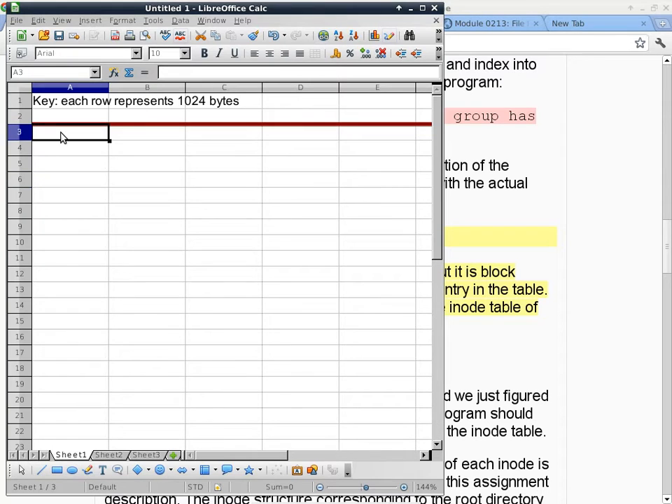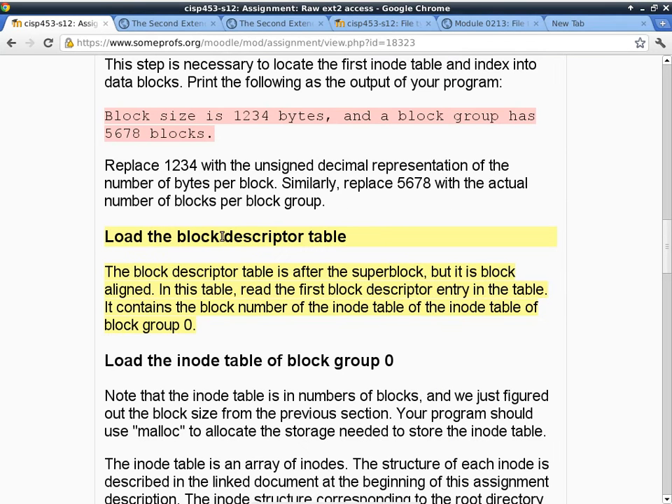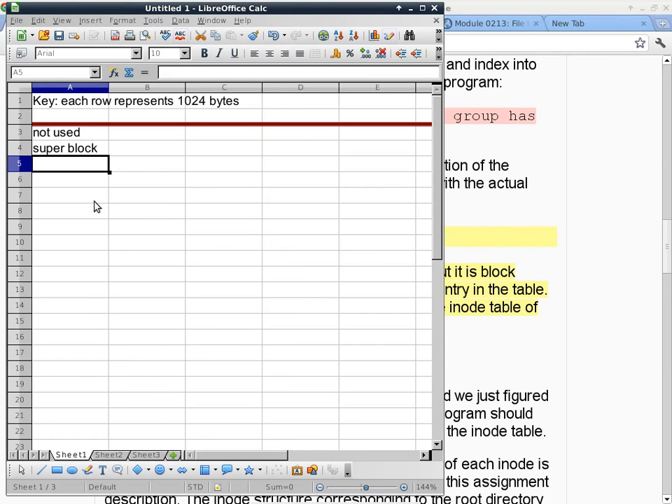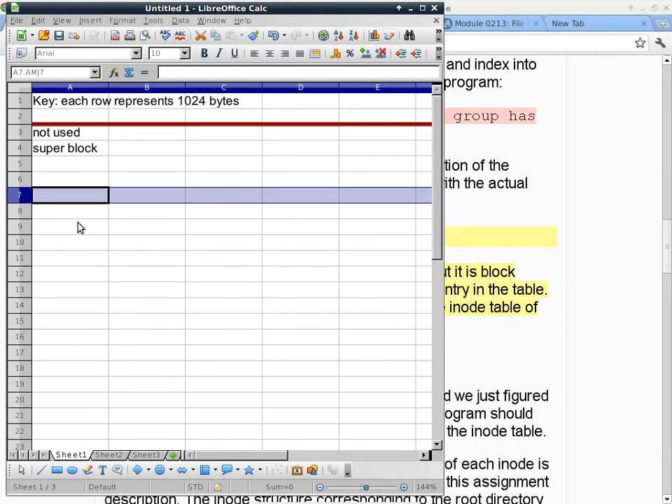What is this part here? Empty. Not used, right? And what about this part here? That's our superblock. Now, in this particular example, we have a block size of how many bytes again? 4 kilobytes. Okay, 4,096 bytes. So if I were to find the block descriptor table, where am I going to find it? Tell me the row number. It will be row 7.